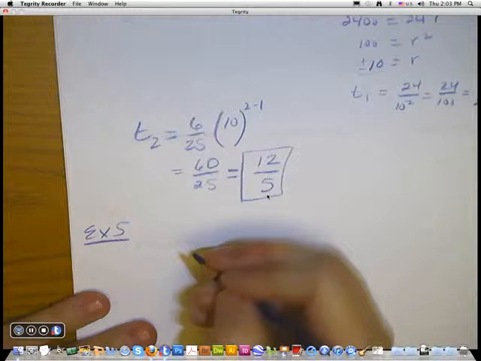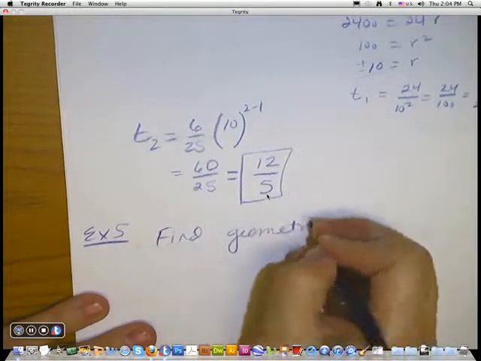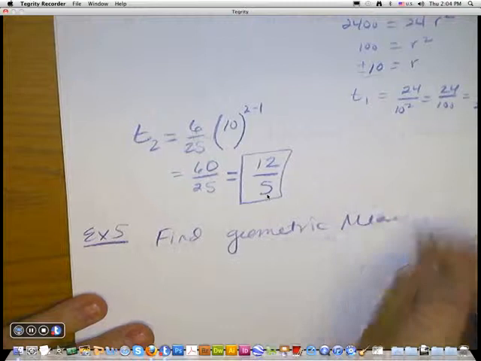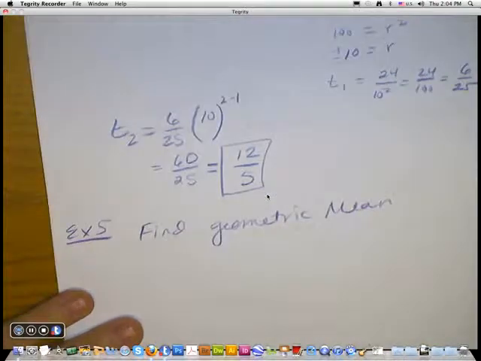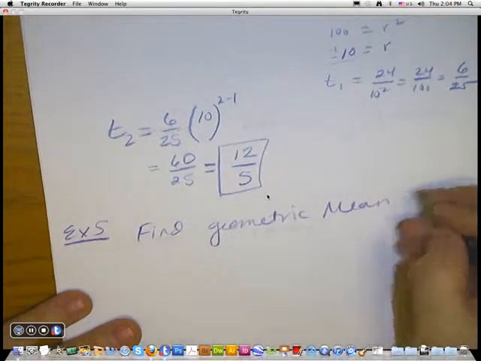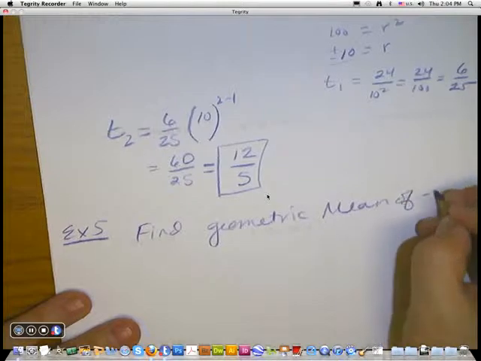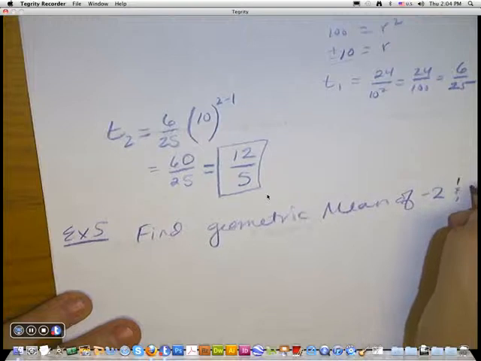All right, example number 5. We're going to find the geometric mean. Now, arithmetic mean and geometric mean are different. Arithmetic mean is what you've always been doing. Geometric mean is a little bit different, however, not any more difficult, just different. You've never seen it before, but once you see it, you'll be okay.